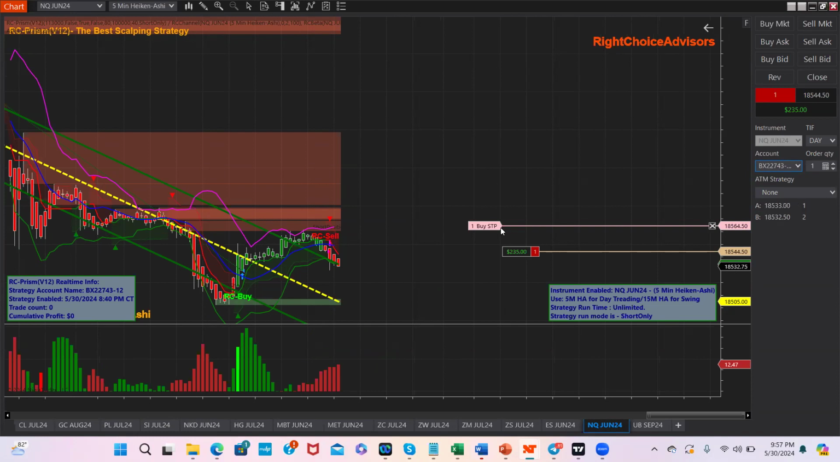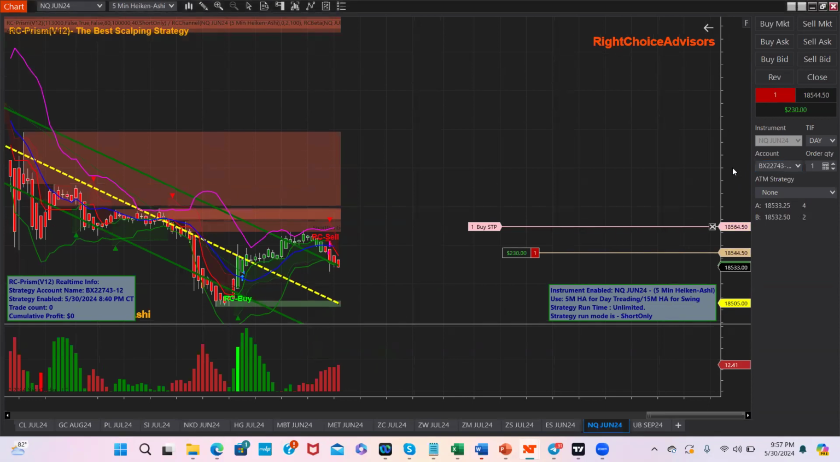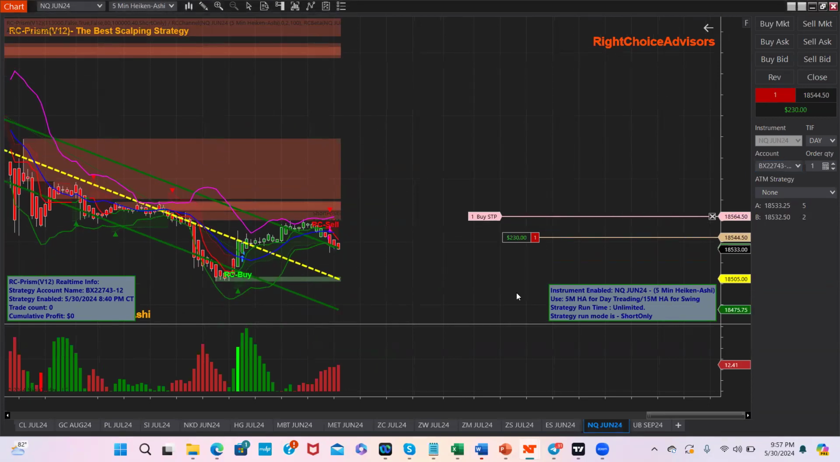Immediately it created that stop order here. I did not keep any target. Otherwise, it will create a target and stop loss on the chart. If you want a trailing stop loss like that, you can keep moving it as you make profit.